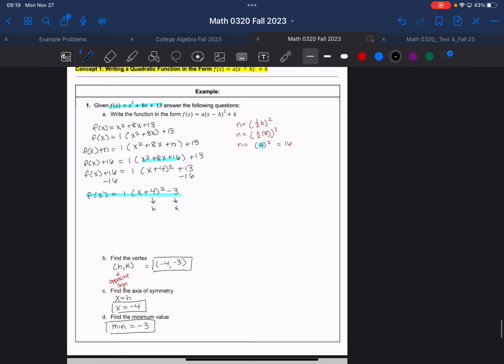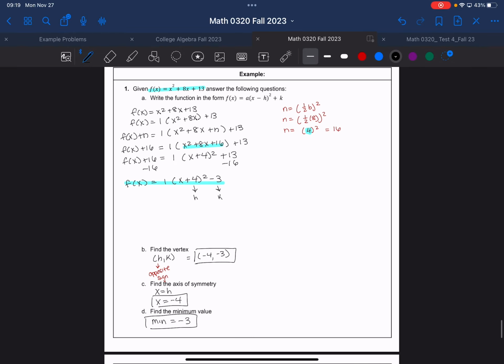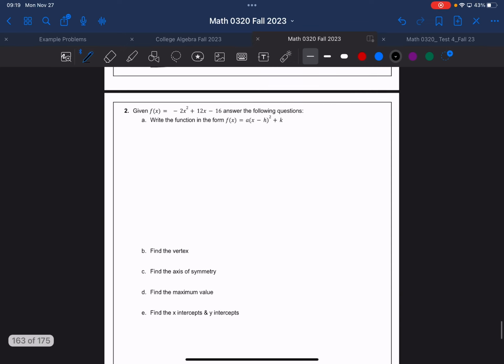Okay. So using all this information, you are able to graph. So just keep that in mind if you're asked to graph on the test. You are able to graph using all this information here. This question's not asking us to graph, so we're going to go ahead and look at number 2.